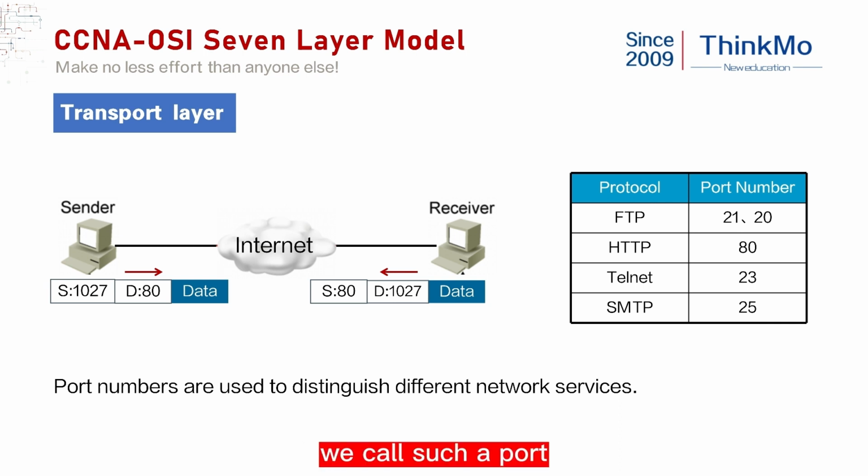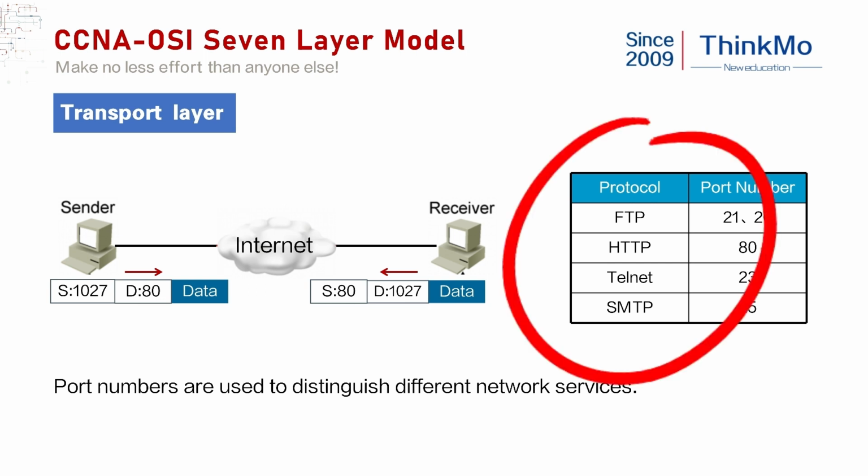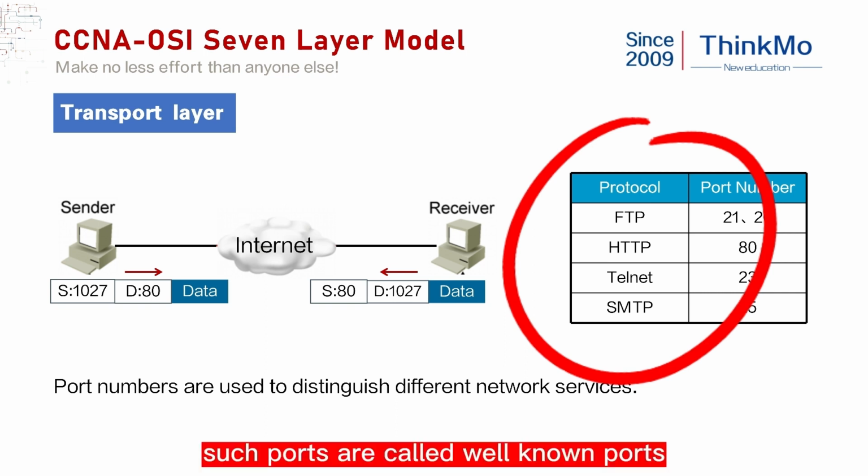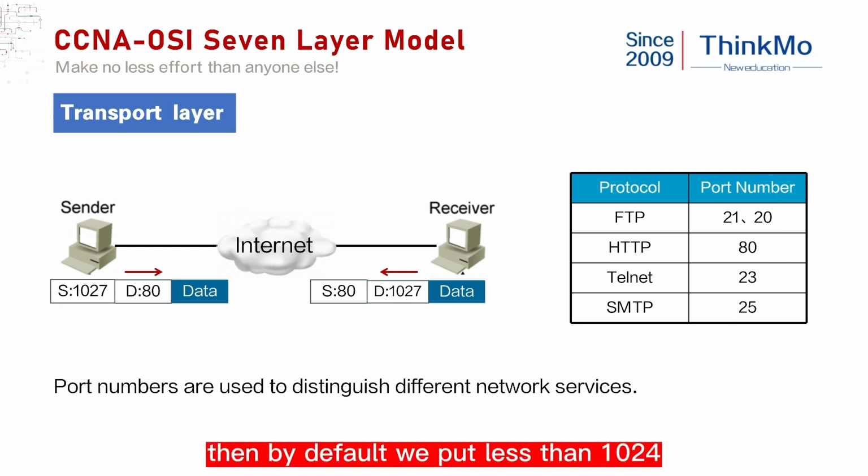Because we put ports 0 to 1024 into a category that we call well-known ports. That is, these are the ports most widely used in the world, for example FTP and HTTP. Such ports are called well-known ports. Then, by default, we put those less than 1024.